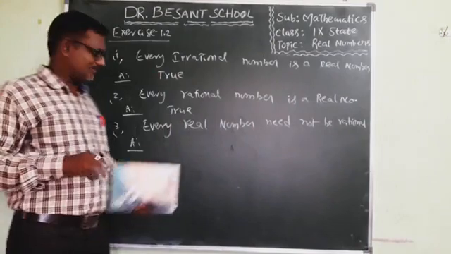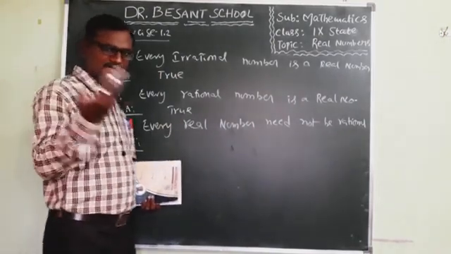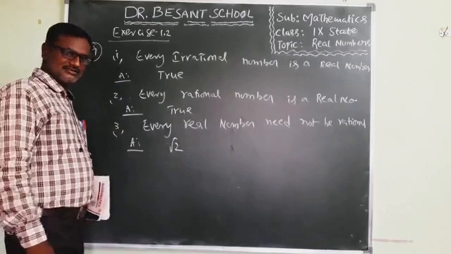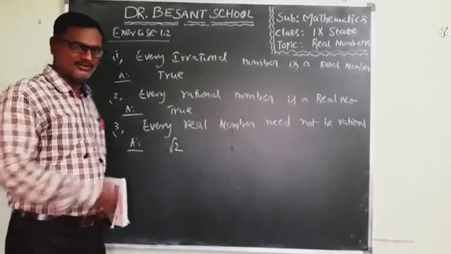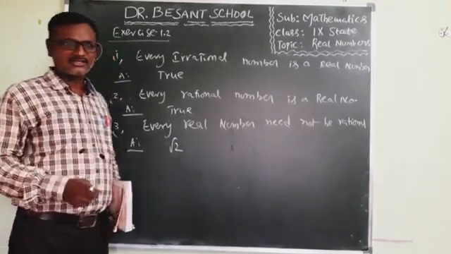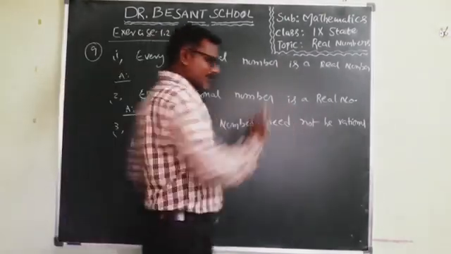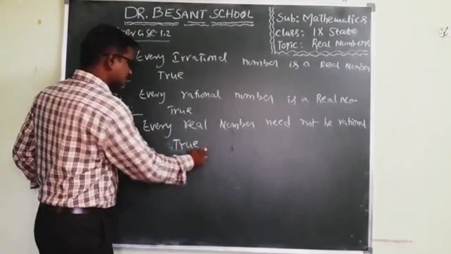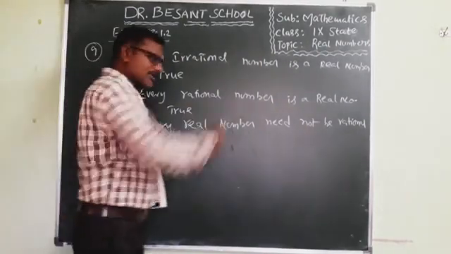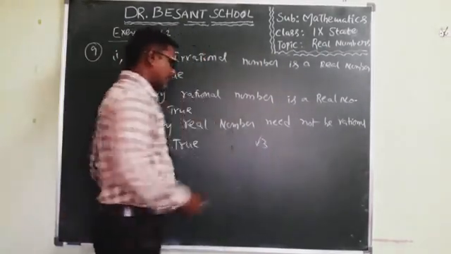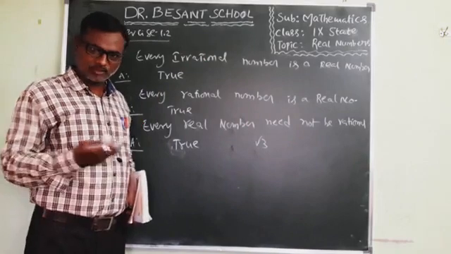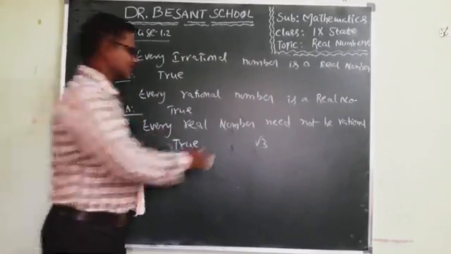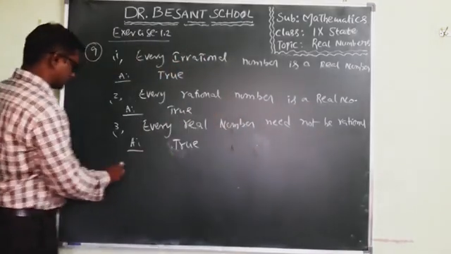That's right. Every real number need not be rational. For example, root 2 is a real number, not a rational. So every real number need not be rational. That statement is right. True. For example, root 3 is a real number. That is irrational, not rational. That is a true statement.